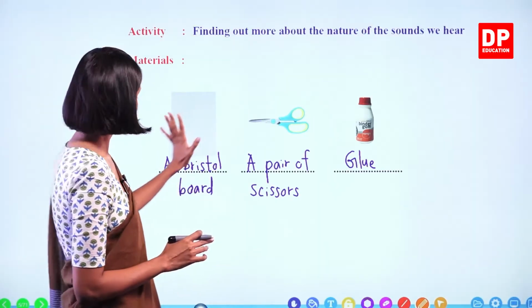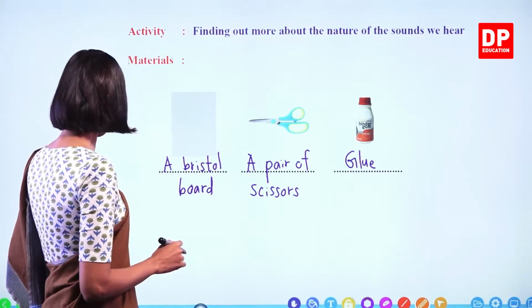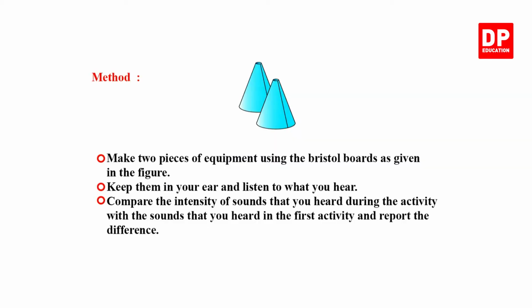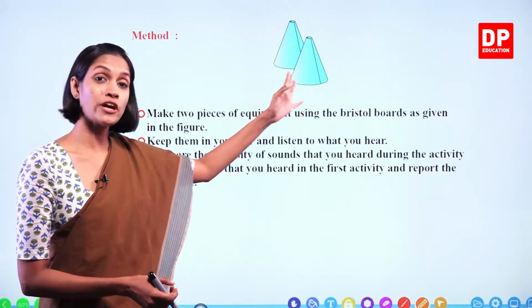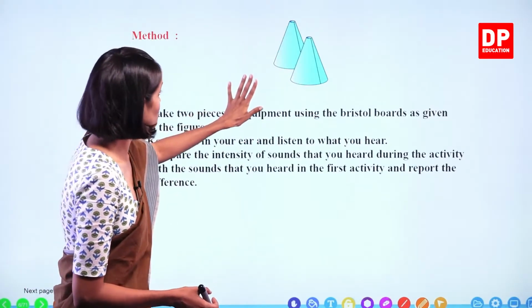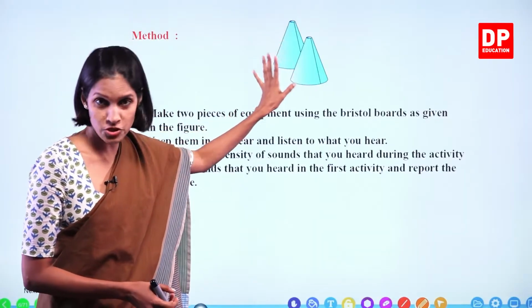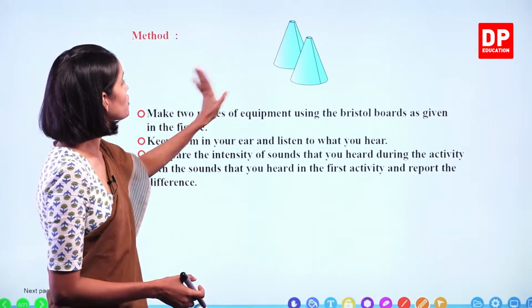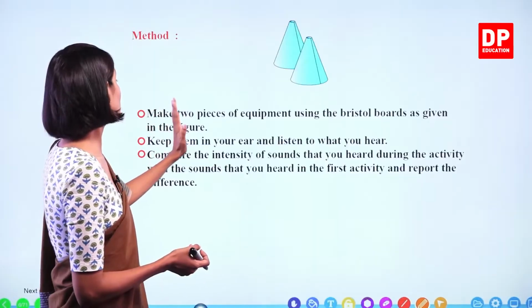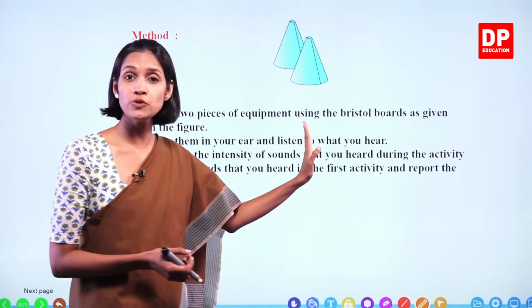Okay, children? Now, how to do this activity? Method. So, make 2 pieces of equipment using the bristle boards as given in the figure. Now, look at this. Using the bristle board, you have to make 2 of these cone-shaped structures, okay? Then what do you have to do? Keep them in your ear and listen to what you hear.